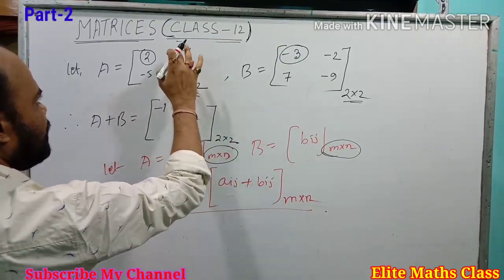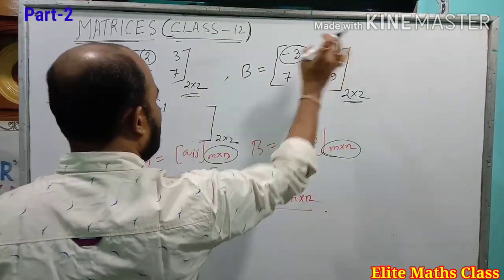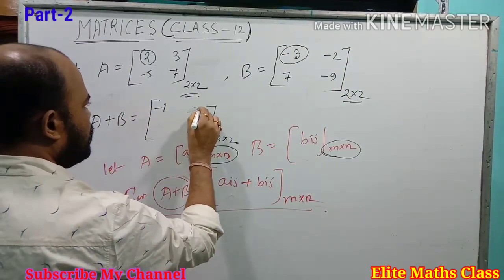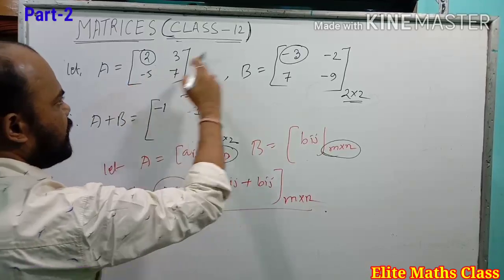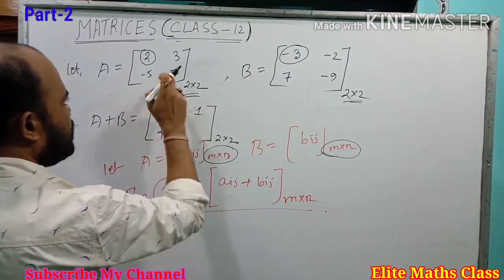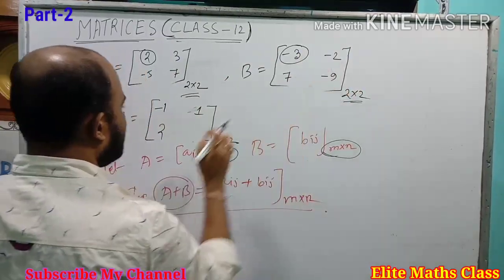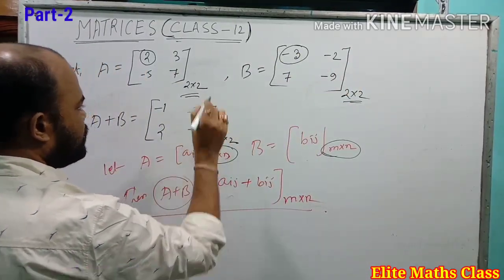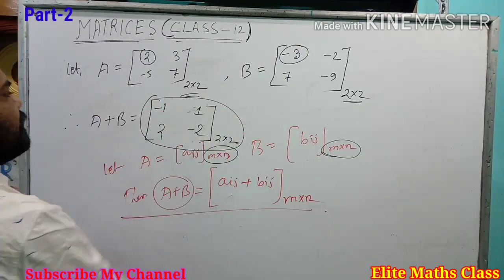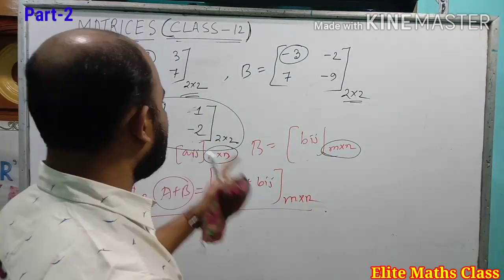What will be the second element? It is 3 plus minus 2, that is 3 minus 2, 1. Here it is minus 5, here it is 7, that is minus 5 plus 7, it will be 2. 7 plus minus 9 will be minus 2. So this is the resultant matrix. This is again of same order as of A and B.